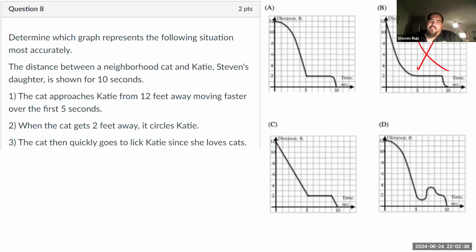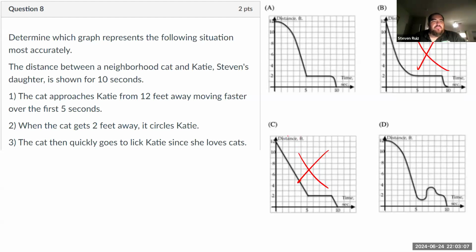What about C? I have a straight line here. That's a constant. That tells me that's a constant velocity or a constant speed. I don't think that fits. And then D, I think D could be good as well. So now we're down to 50-50. All right. So that was over the first 5 seconds, moving faster.